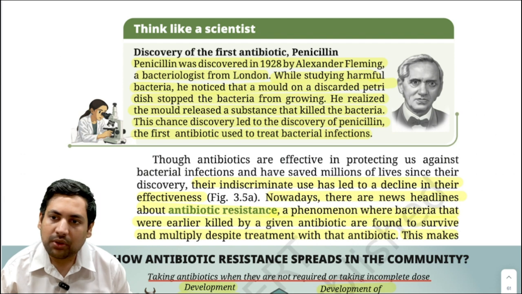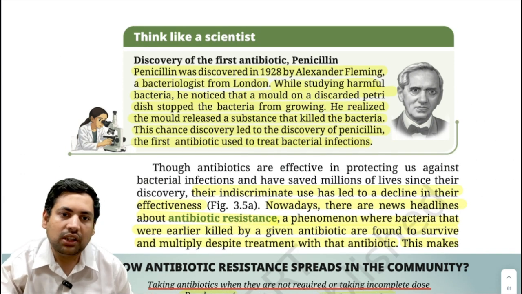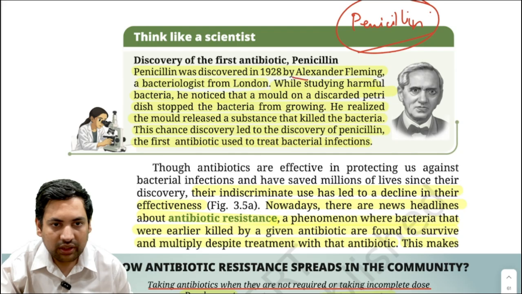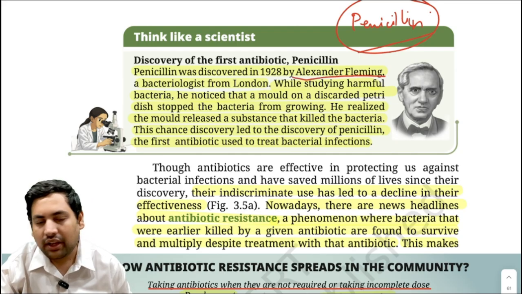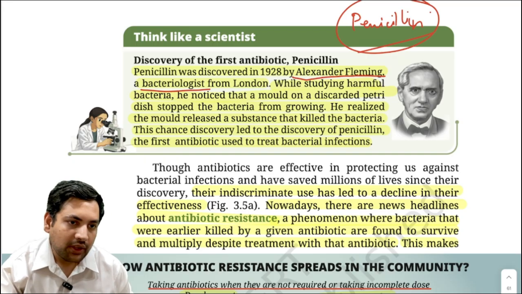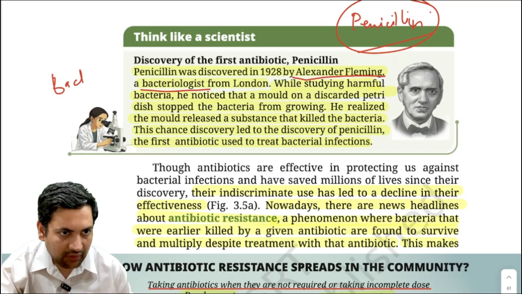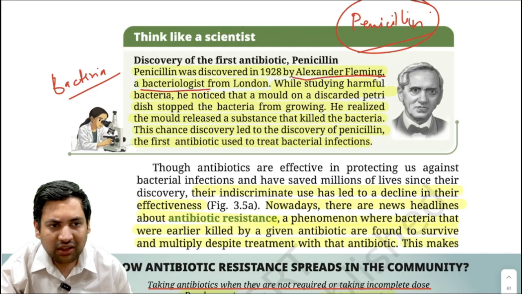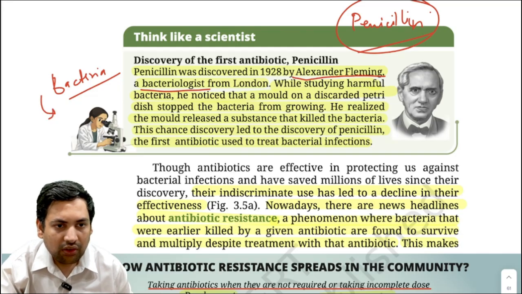Then let's talk about the first antibiotic that was discovered. This is called penicillin. Now, this was discovered by Alexander Fleming. He was a bacteriologist from London. Now, what he did, see this. He was trying to understand some harmful bacteria, how they work and everything. Then he noticed that mold on a discarded petri dish stopped the bacteria from growing.